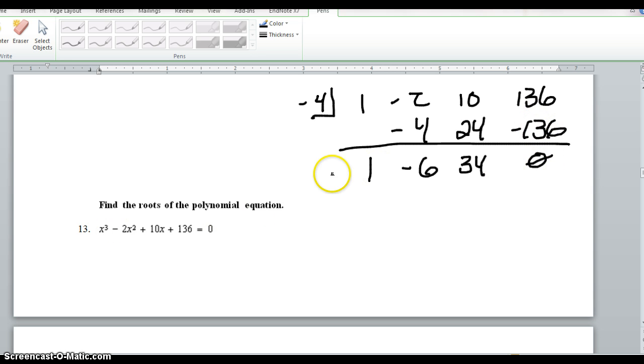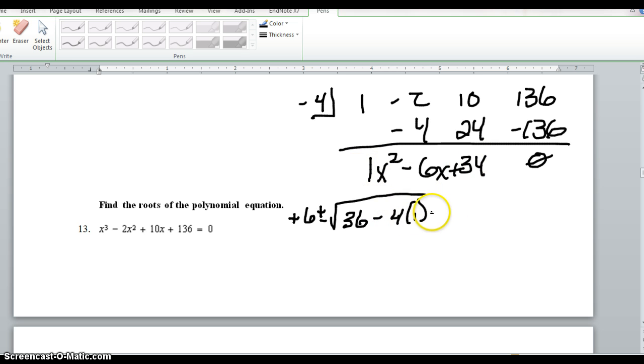So we went from a cubic down to a quadratic, and we're going to plug this quadratic into the quadratic formula. So I'm going to take -b, in this case +6, plus or minus the square root of b squared. B squared is going to be 36, minus 4ac, so 4 times a times c, all over 2a. A is 1 in this case.